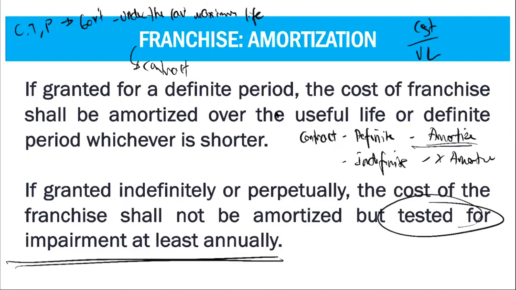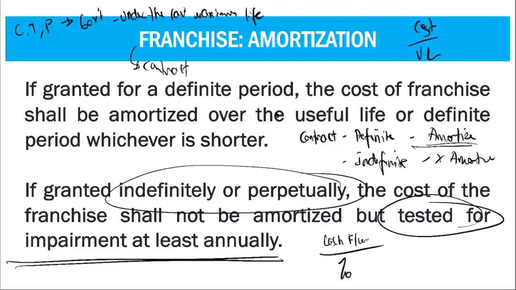How do we test it for impairment if it is indefinite or perpetual again? We get the cash flow and divide it by the market rate or interest rate. What is this formula again? That is the formula of perpetuity. Okay? So let's have a comprehensive example of amortization.